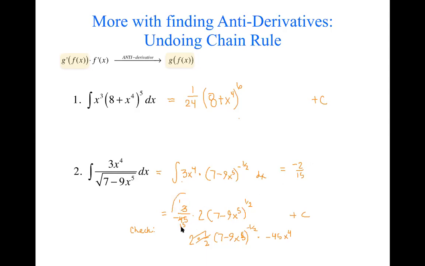So I'll call this negative 2/15, multiplying these two coefficients together, times 7 minus 9x to the fifth to the half power, otherwise known as negative 2/15 times the square root of 7 minus 9x to the fifth, if you want. And if you check this, the 1/2 will cancel out that 2. The negative 9x to the fifth will give us a negative 45. That'll take care of the negative, and reduced by a factor of 15 will leave us with a 3 as desired. So it's not easy.